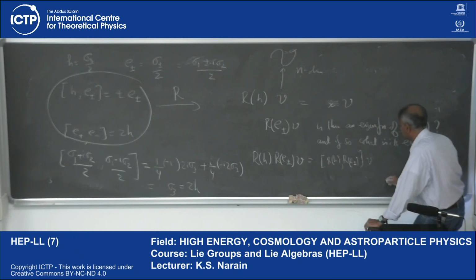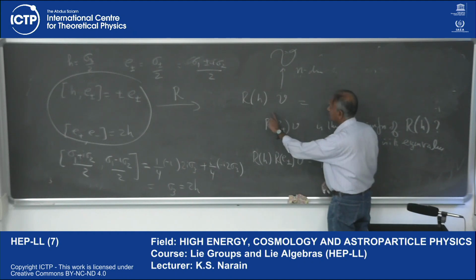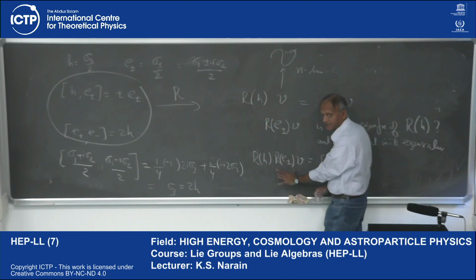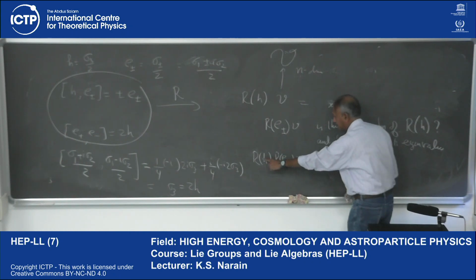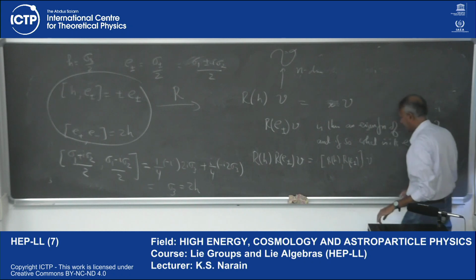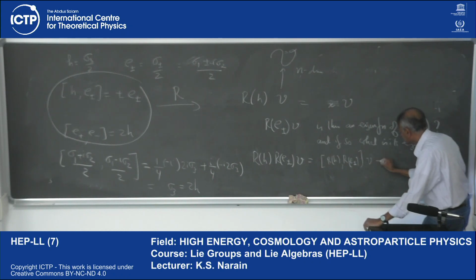Acting on B. By acting, of course, you know what I mean. This is n-dimensional. In this representation, these are all n by n matrices. So it is a matrix applied on V. So this is n by n plus n by n. That is n column vector. This, but this is not.